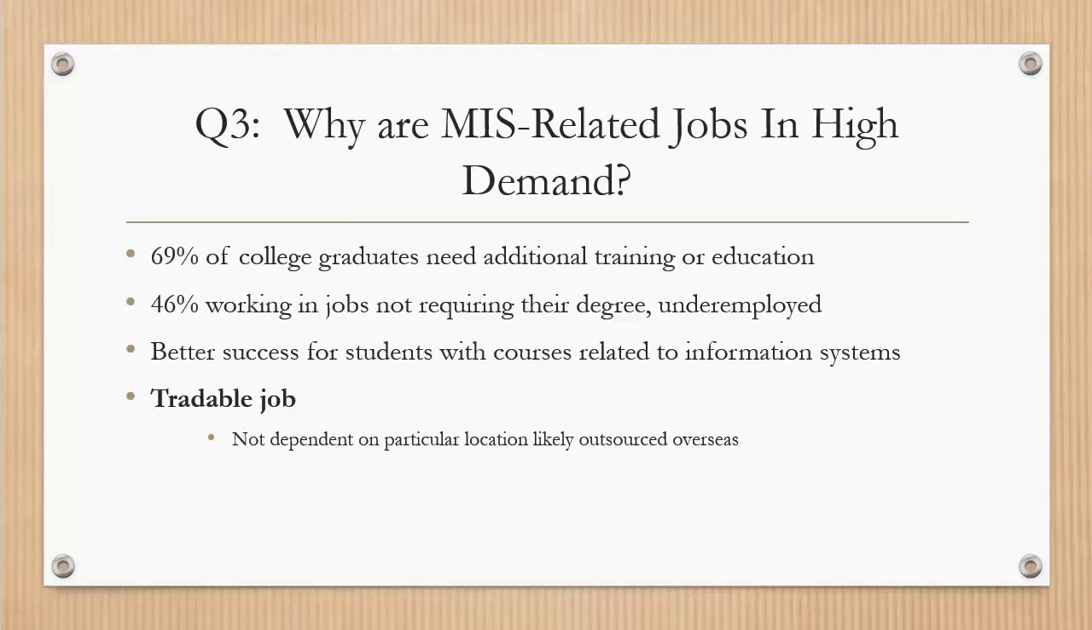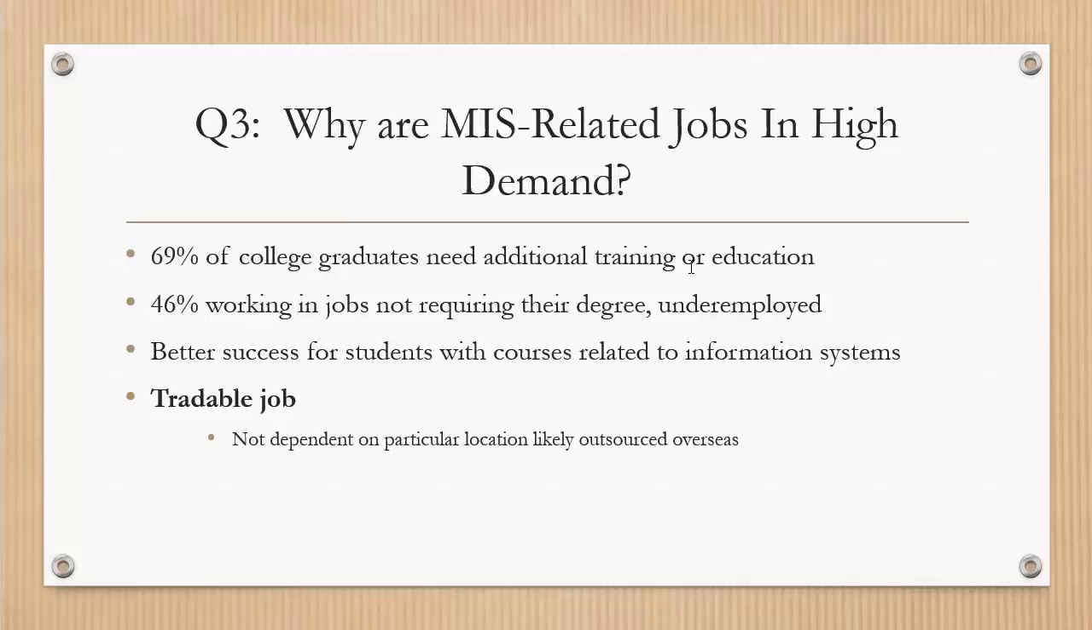So question 3 of what you should be getting out of this first chapter was, how are MIS related jobs in high demand? So typically what they're finding is a lot of college graduates still need some additional training or education after they graduate. In terms of technology, a lot of that in businesses might deal with security, might deal with better skills at spreadsheets, databases, or whatever specific application they're using.